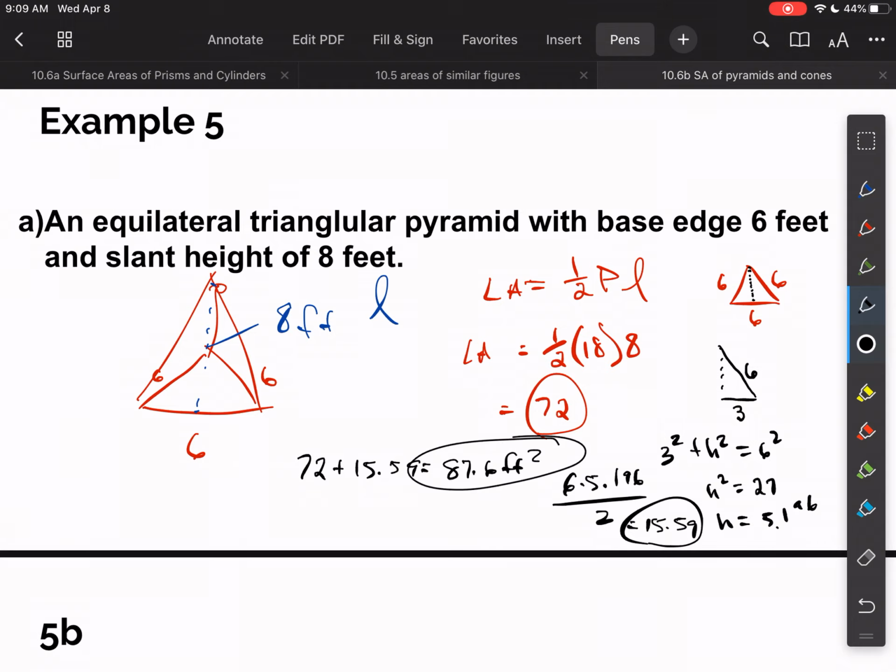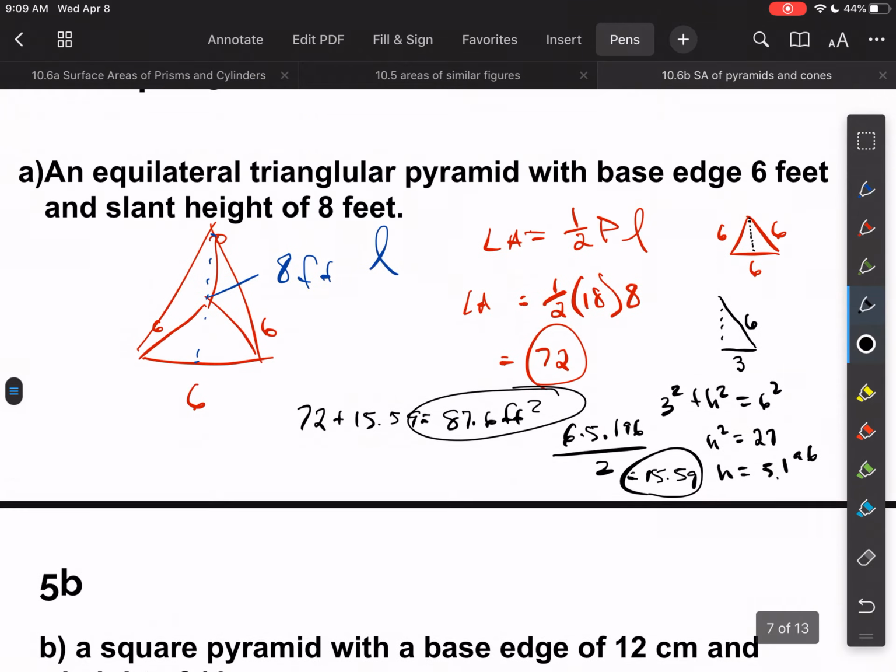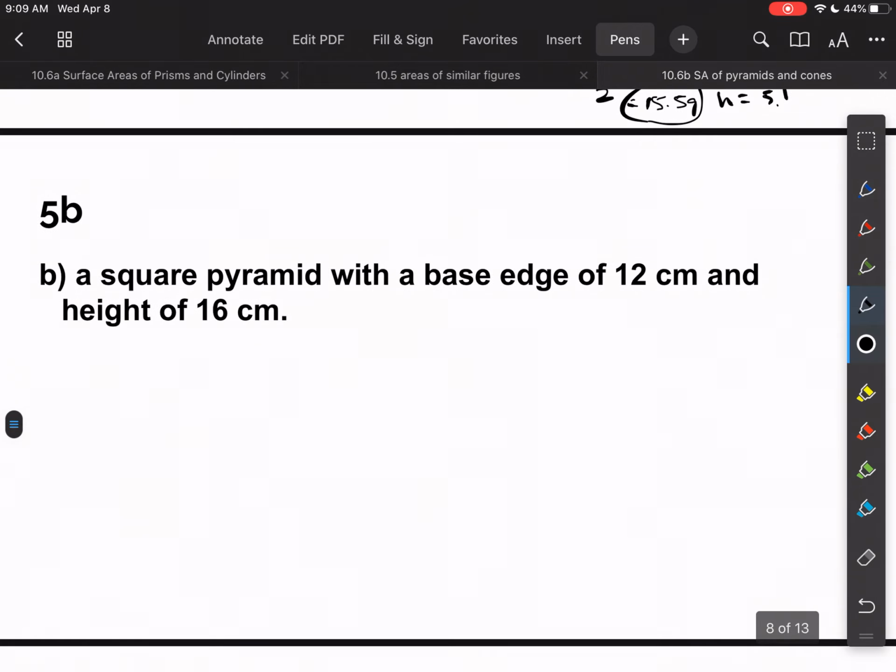All right, so that's example 5. I encourage you to pause the video and try 5B on your own, but then watch the video and make sure you did it correctly, and then correct your mistakes if you made any. But here we have a square pyramid. Okay, so we have a square pyramid with a base edge of 12, and it says the height.